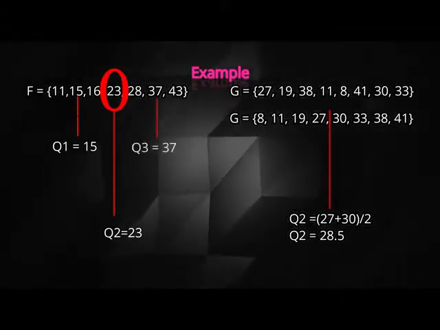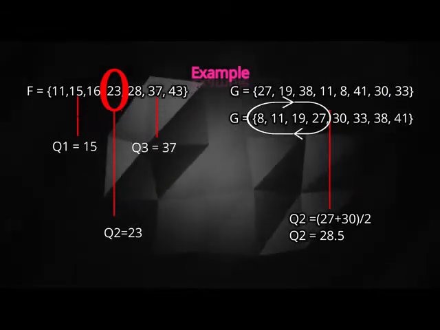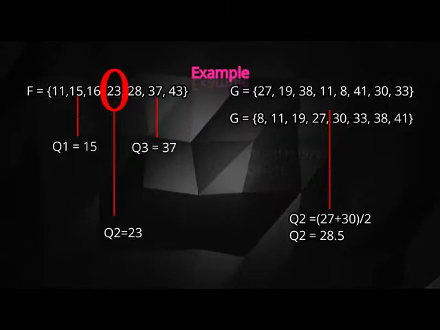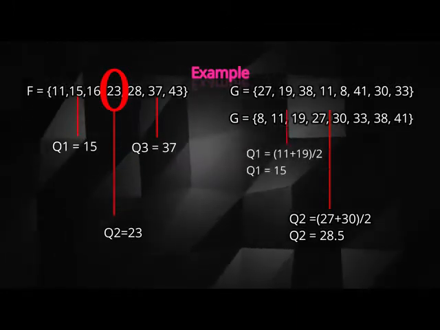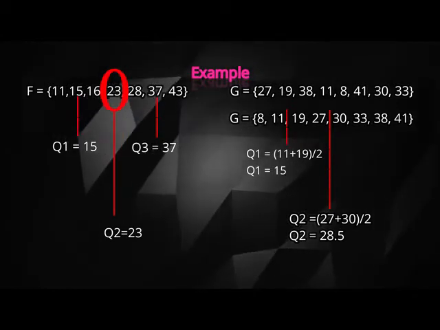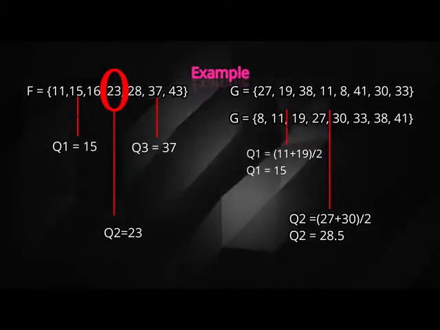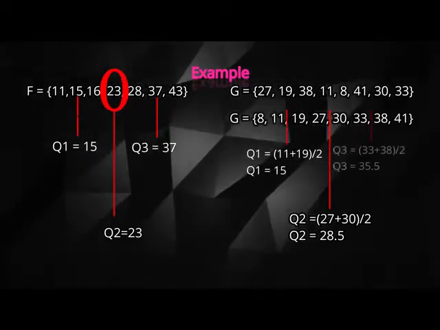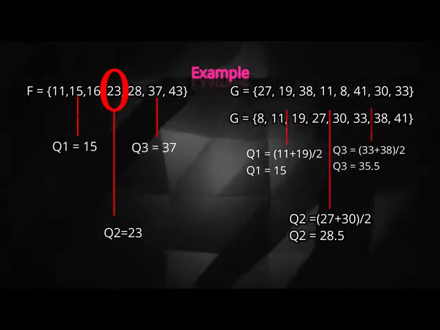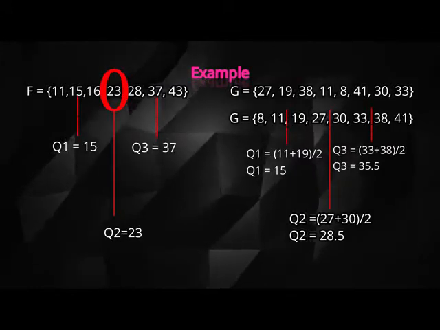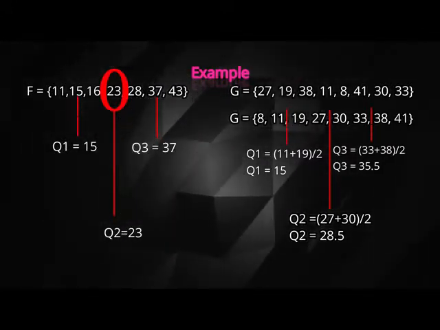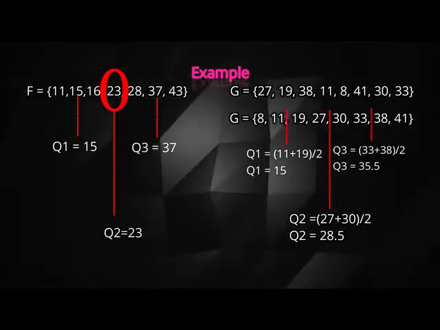In set G, at the left, there are 4 data. So you have to find Q1. You divide the first half of data in 2, which means the line between 11 and 19. Find the average: you add them together and divide by 2. And to find Q3, you also divide the other half of data in 2, where the half is between 33 and 38. You find the average and that's equal to Q3.